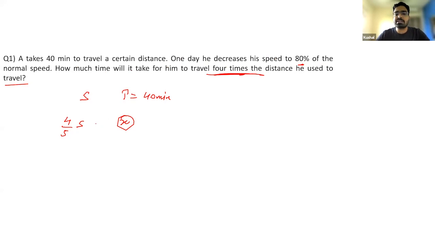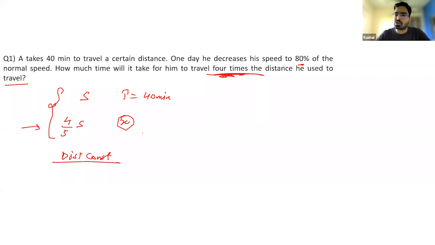Now we need to understand what we are saying. We are saying that my value of distance is constant. Every time in either of the cases, he is traveling the same distance. I will come back to this 4 times the distance a little later. Let me say that if the distance remains the same, then what will be the time taken by him in the case when the speed is reduced to 80%, right?